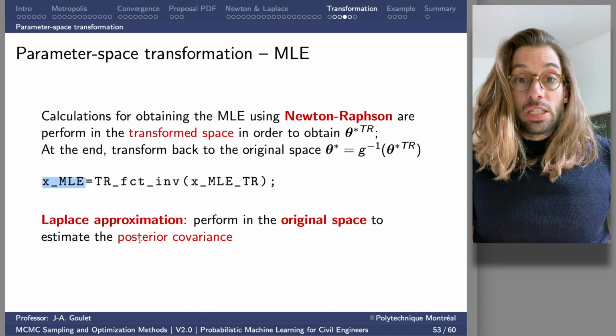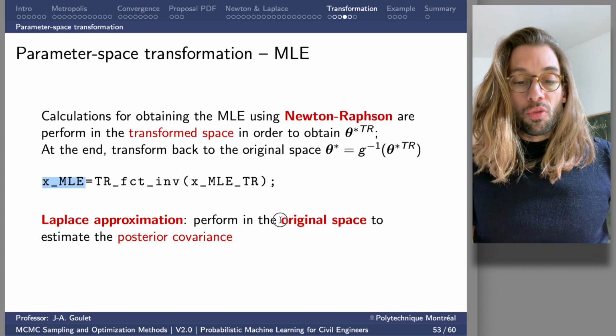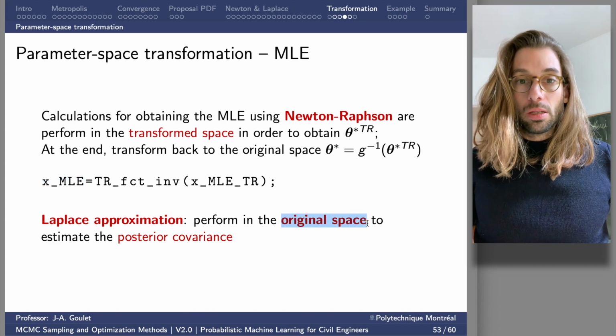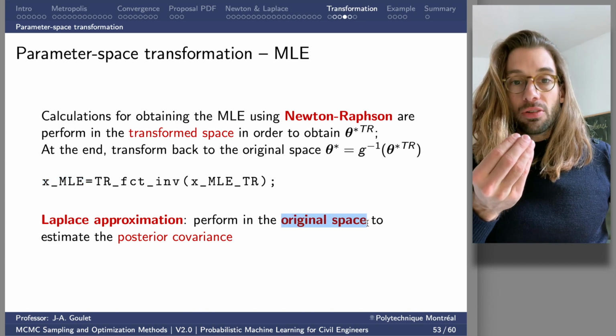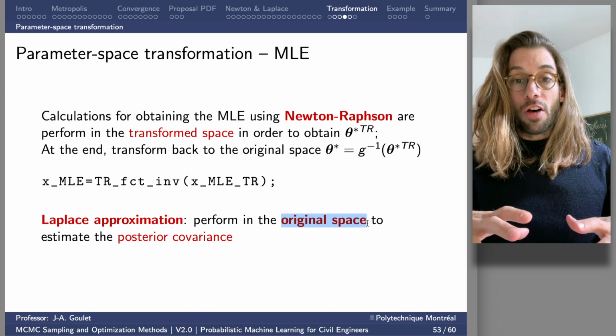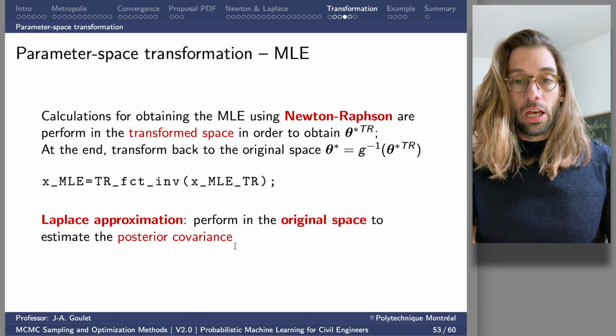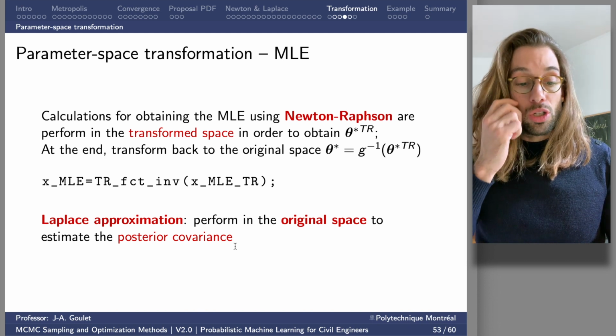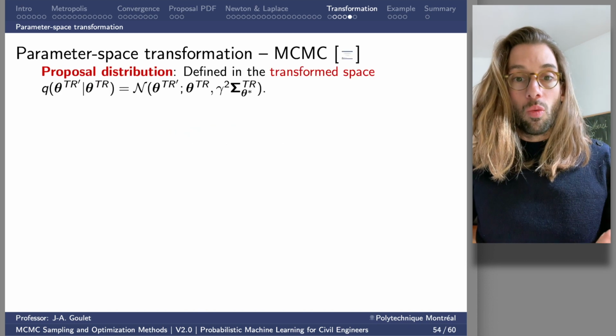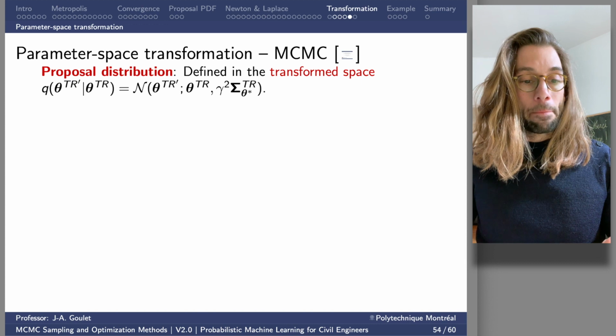For the Laplace approximation, we have to perform it in the original space, because we're really trying to characterize the covariance of our posterior, and to do this, we need to evaluate that covariance in the original space, because this is where we want to have access to the information.